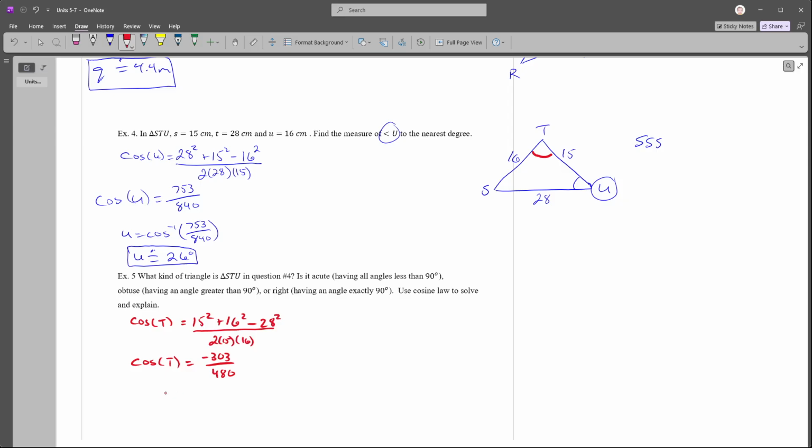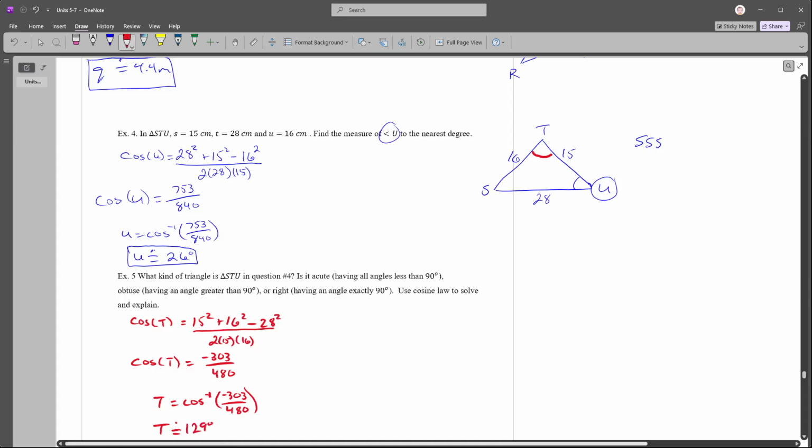So that means we end up with T is equal to cos inverse of negative 303 over 480. So what do we end up with? We end up with a value of T approximately equal to 129 degrees. Now let's think about that. Angle T is greater than 90 degrees. So since angle T is greater than 90 degrees, therefore the triangle is obtuse.